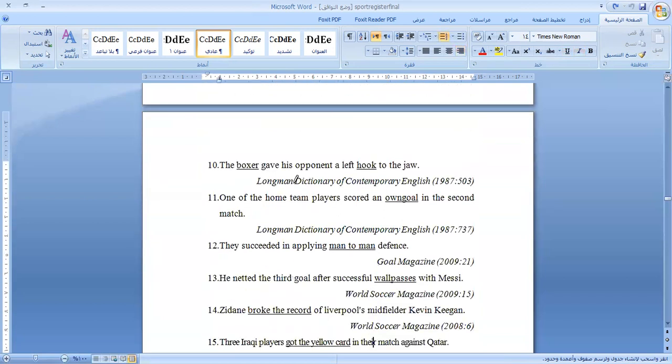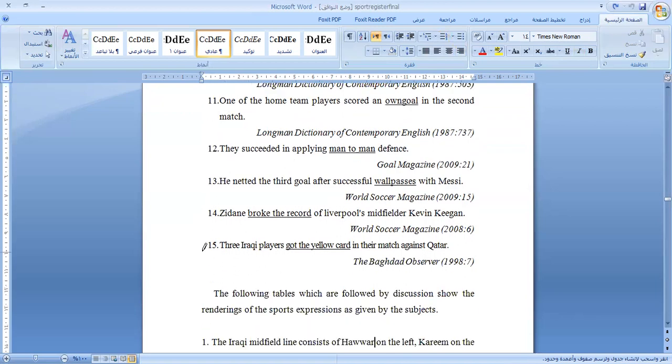Then, the boxer gave his opponent a left hook to the jaw. This is not a problem, so let's move on to 15. 3 Iraqi players got the yellow card in their match against Qatar. Here, yellow card is the yellow card, so the literal rendition gives us a comprehended and acceptable meaning. So not all the time does the literal translation fail; sometimes the literal translation gives us a comprehensible meaning.